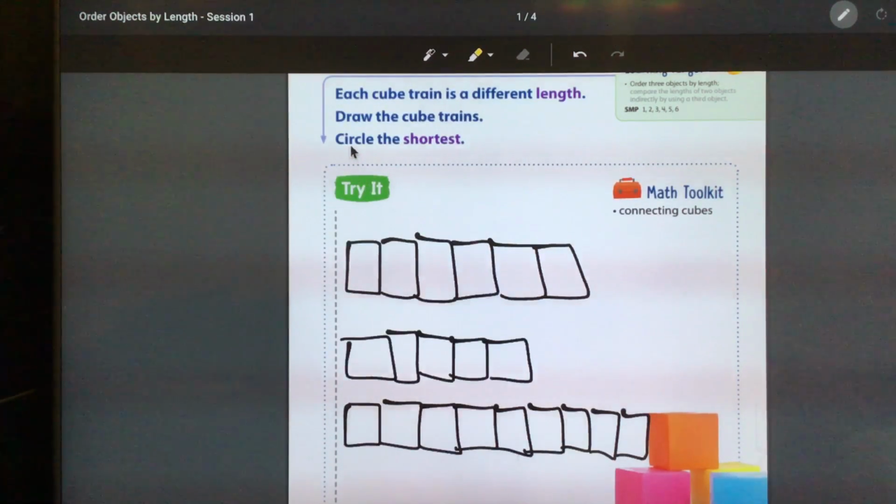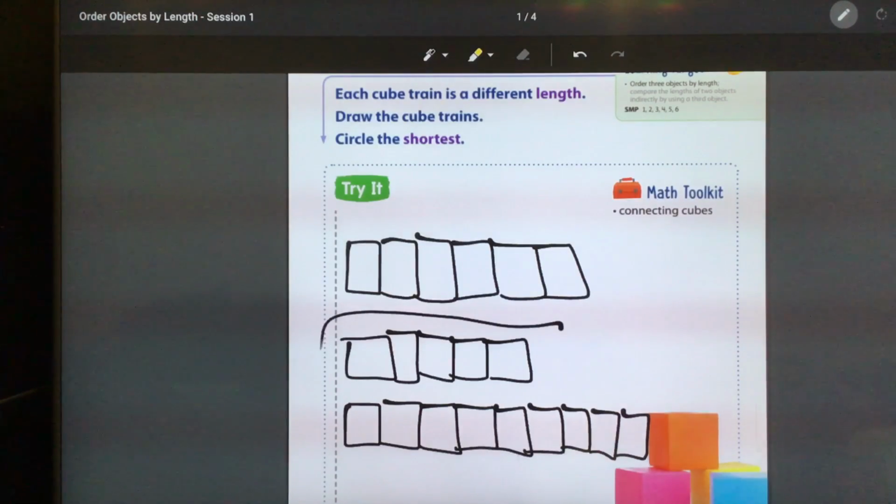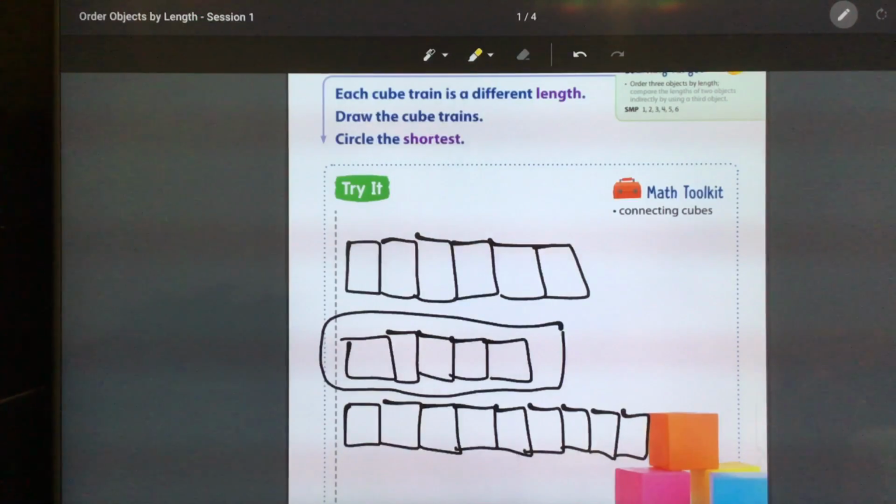And then it says to circle the shortest. So when you're comparing different cube trains, which one is the shortest? I hope your answer was the one in the middle. When something has the least amount or is smaller than other things, that one is the shortest.